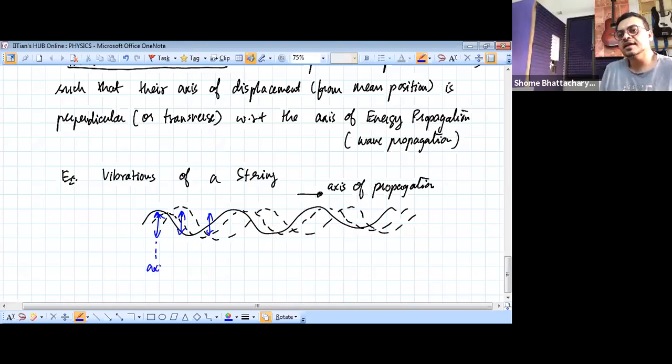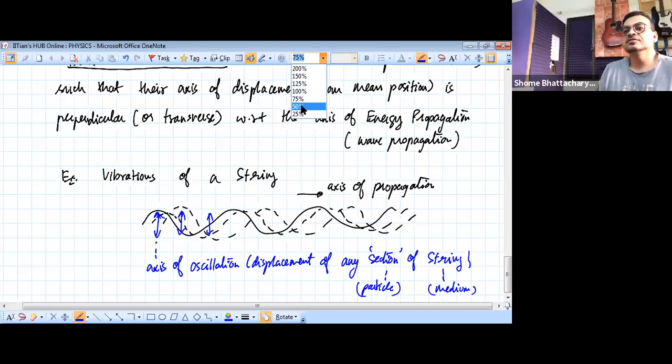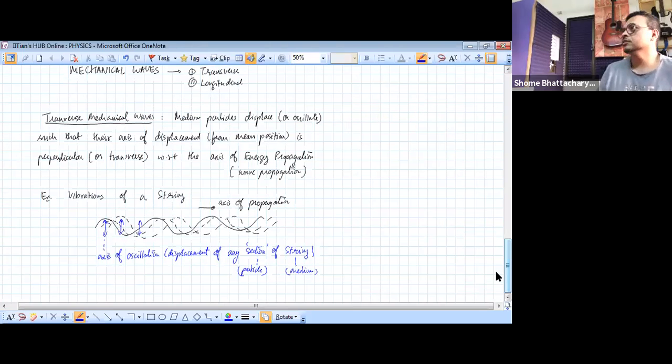So this is the axis of oscillation or displacement of any section, you can say, of the string. So over here we'll treat the section of the string like a particle of the string, which is the medium in which the oscillation is happening. Okay. So this is the definition of transverse mechanical waves, and this is how I explained the example of a string for a transverse mechanical wave.